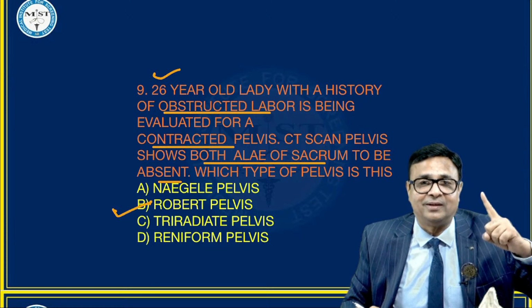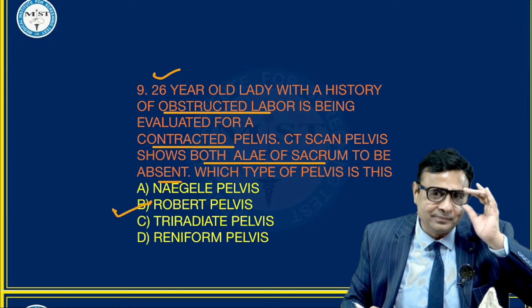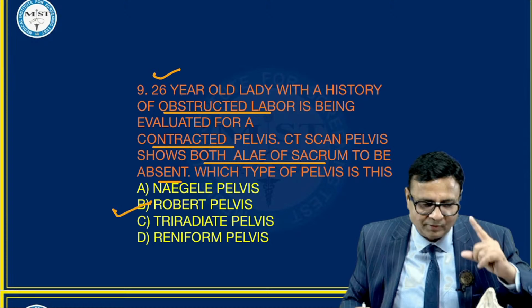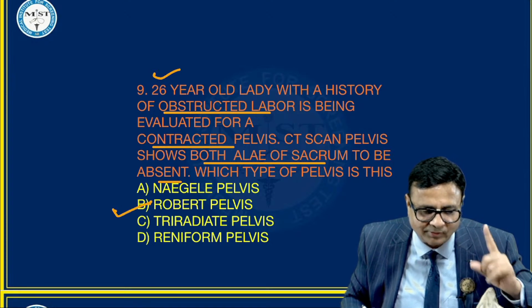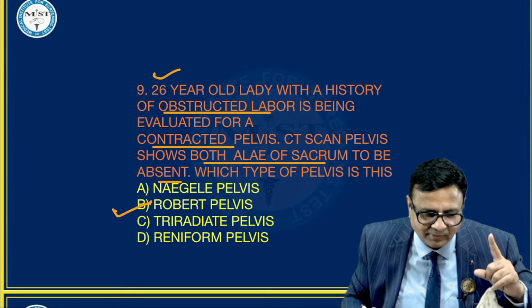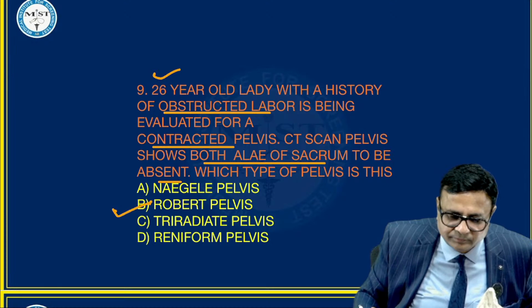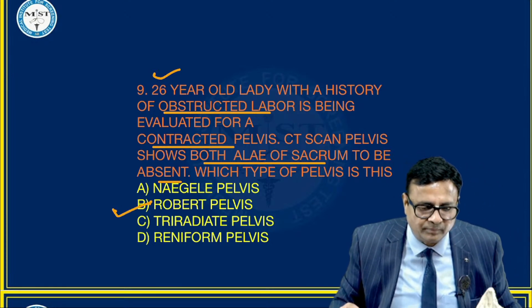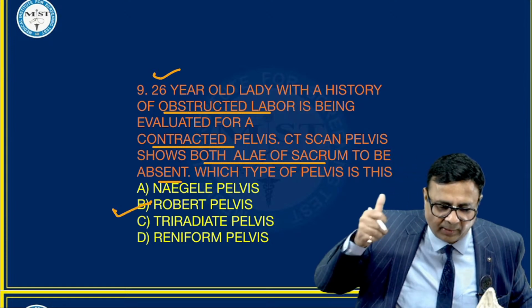If in this question one ala of sacrum was absent, what could have been the answer? If one ala absent, yes, Naegele's, correct answer. Yes, very good. Wonderful. I'm so happy. All of you are marking correct answers.